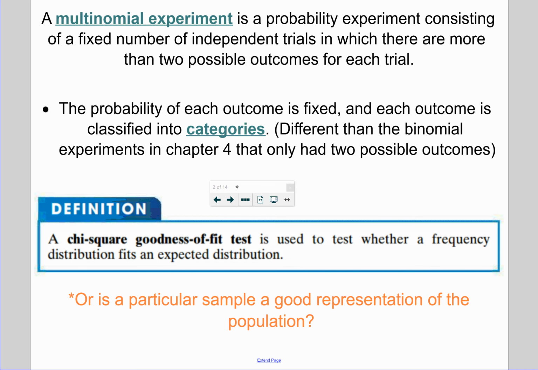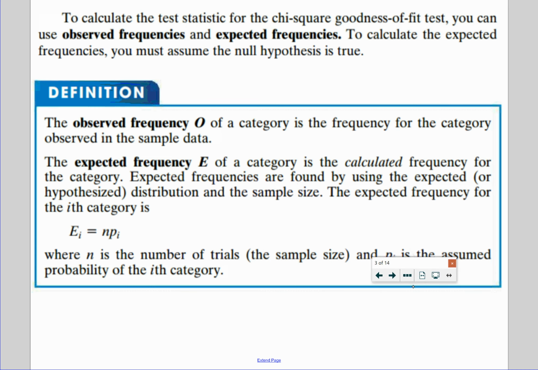All right, so let's see here. It says to calculate a test statistic for a chi-square goodness of fit test, you can use observed and expected frequencies. Observed frequencies are what actually happen, so survey results or data collected from an experiment. Expected frequencies are calculated things. They're theoretical, based on probabilities that are expected to happen. So you're going to see a lot of O's and E's in this section. O's are values that are given to us, nothing we have to calculate. E's are values that we have to calculate.